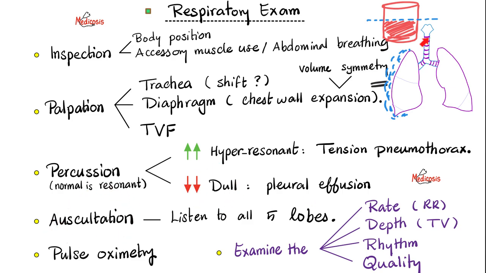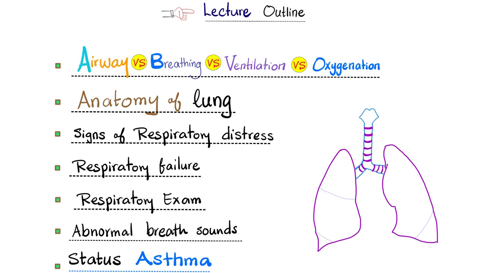Then you get your stethoscope and listen to the patient's chest. You need to auscultate both lungs, meaning 5 lobes in total. Then with pulse oximetry, you will know the SaO2, or the oxygen saturation, or the percent saturation. Then you need to examine the patient's respiratory rate. This is part of the vital signs, the depth or the tidal volume, the rhythm of breathing, and the quality of breathing. Next, abnormal breath sounds.